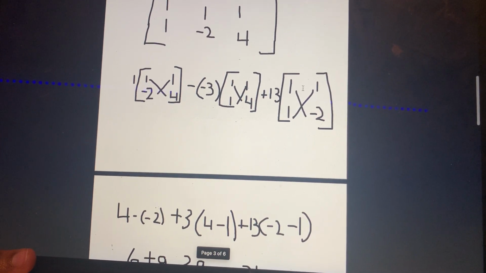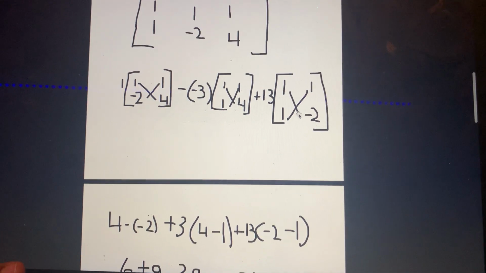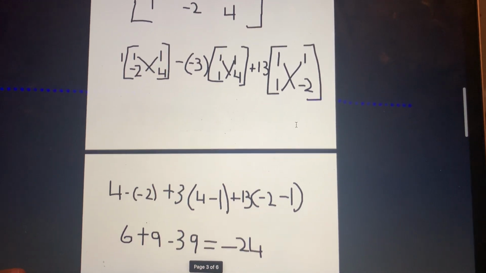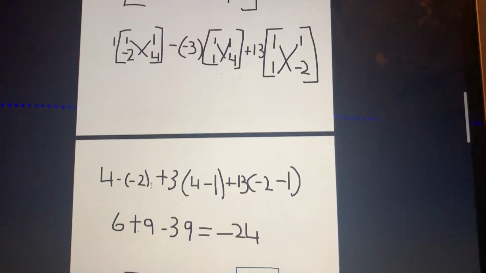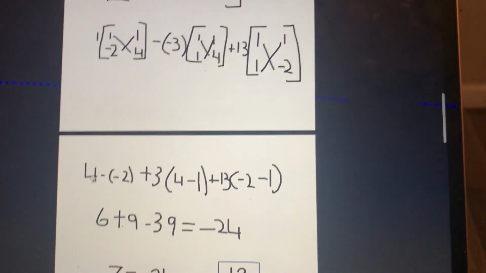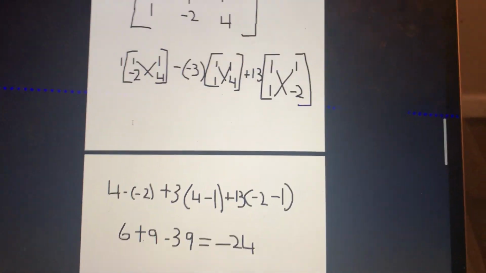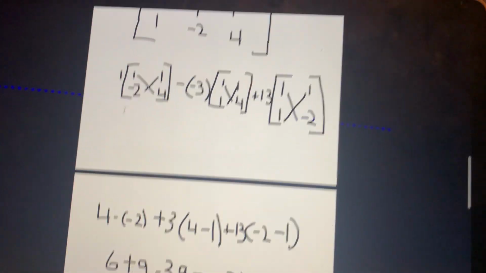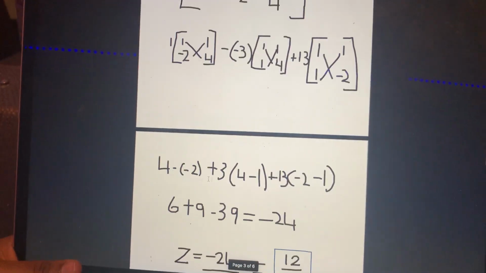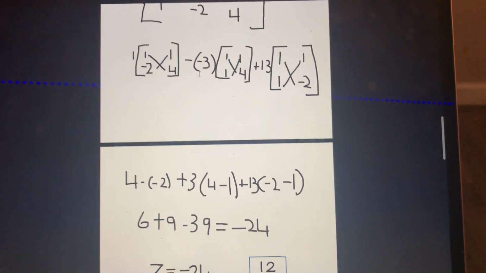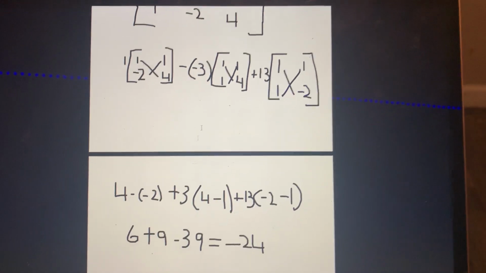Now what I've done is the same thing. I have cross multiplied the values in the matrix, and here I've just expanded what I've multiplied. So we get 4: 1 times 4 is 4, minus 1 times negative 2 is negative 2, plus, negative times negative is positive, that's where I got the plus 3 from.